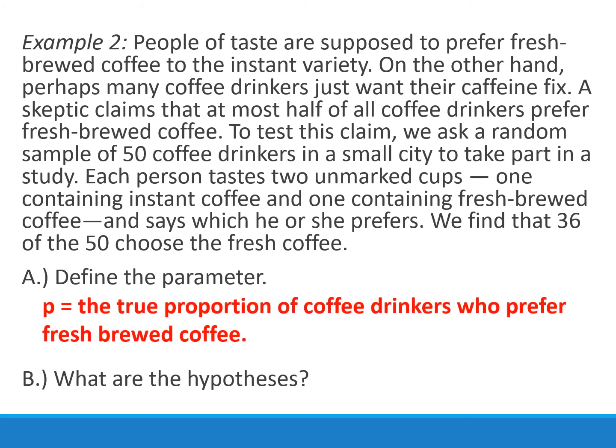Parameter. P equals the true proportion of coffee drinkers who prefer fresh brewed coffee. Hypotheses for this one are a little tricky. It has to do with this sentence here, at most half. So at most half means up to including 50%, 50% or less. So we have less than or equal to. If it has an equal sign at all, it's the null hypothesis. So our null hypothesis is that it's equal to 0.5. The alternative is going to be the opposite of this, or greater than 0.5.